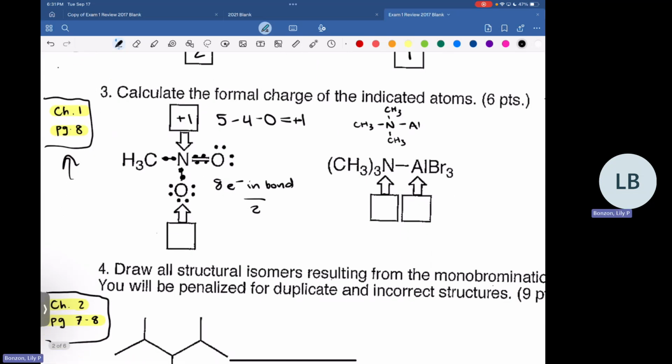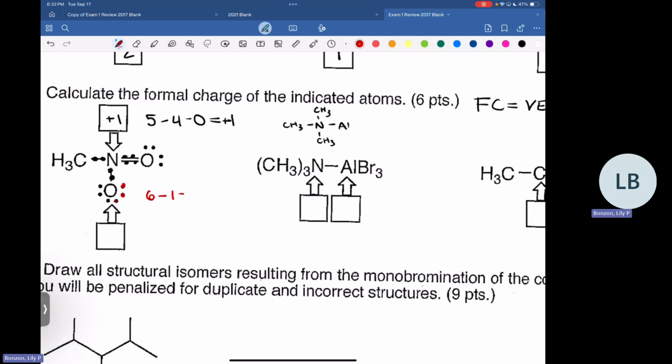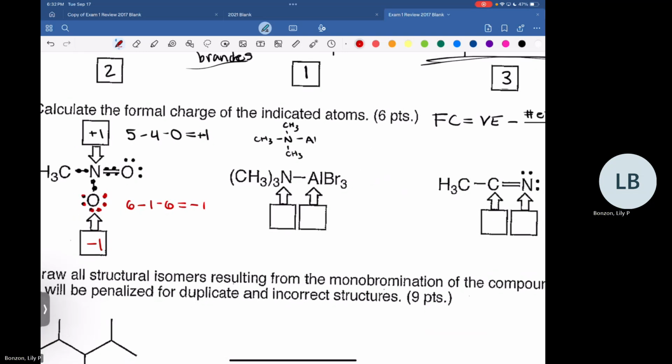Okay, so then moving on, we have an oxygen. Oxygen is in the 6th column, so it's going to be 6 minus whatever. We have 1 bond, so I'm just going to put that as 1. Or you can do 2 electrons in the bond divided by 2, which is 1. So 1, and then any electrons in the lone pairs. So we have 1, 2, 3, 4, 5, 6. So 6 minus 1 minus 6, that's going to give us -1. We're going to put -1 in the box there. Questions on that one?